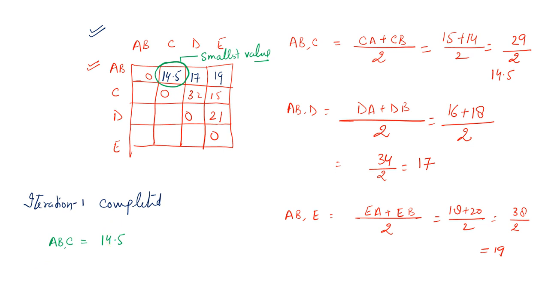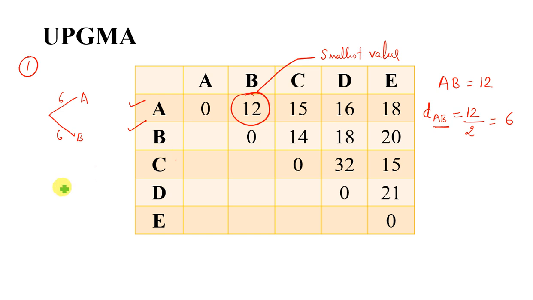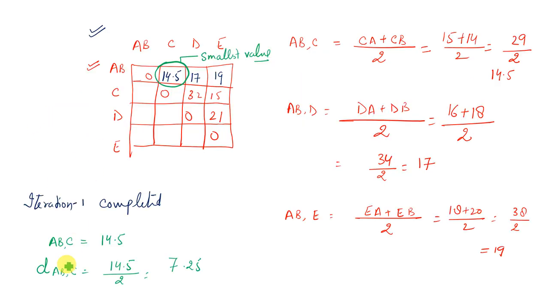Okay, again the process is the same. We have to calculate the branch length. So DAB comma C equals 14.5 divided by 2, so it will become 7.25. If you can see the previous tree which was here, let's bring this tree here. So this tree was AB, 6 and 6. Now you can say AB comma C.